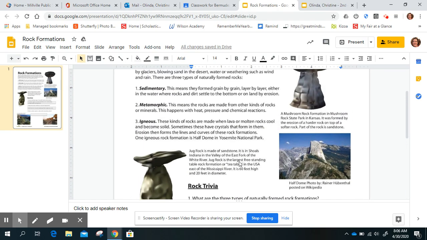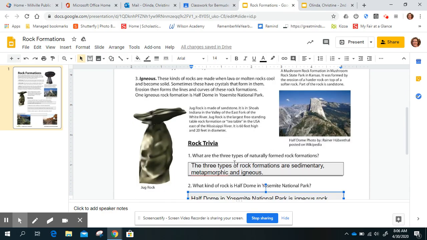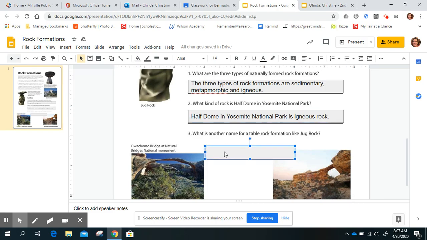And so we did read a little bit about Jug Rock right here. And another name for it, it says Jug Rock is the largest freestanding table rock formation, or T-table. So that would be another name for Jug Rock. Another name for Jug Rock is T-table. And that should be it.